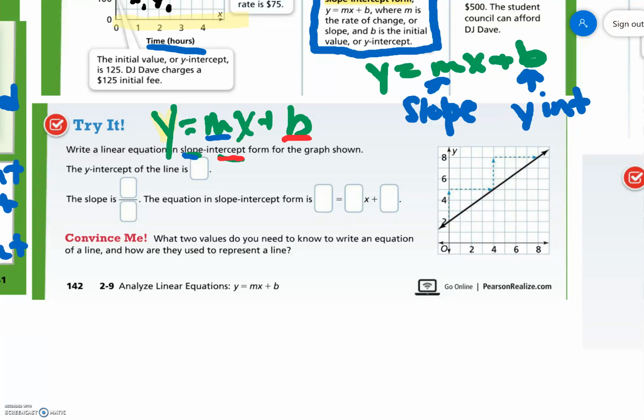So they're going to walk us through this. The y-intercept of the line. Well, remember, y-intercept is where it crosses the y-axis. So it crosses right here at 2.